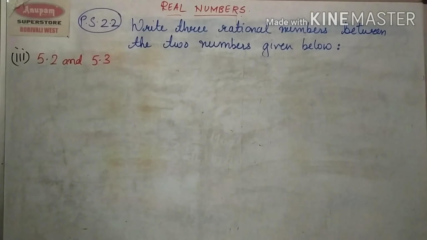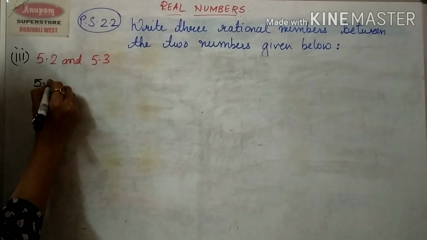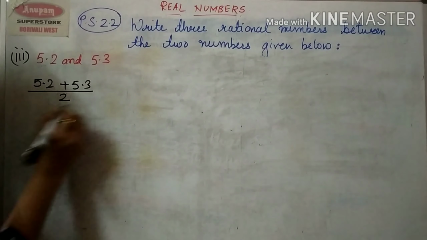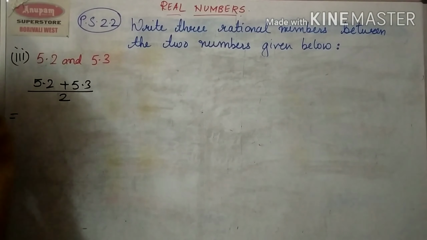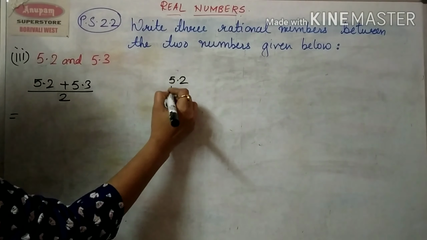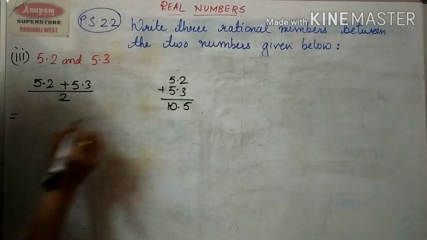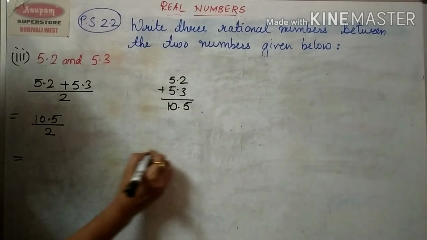Now let us have a look at the next example. To find any 2 rational numbers between 5.2 and 5.3, I have to add both of them. So I'll just add both of them, 5.2 plus 5.3, and I have to divide it by 2. That will give me the number which is lying exactly in between 5.2 and 5.3. So if I do this, 5.2 plus 5.3 will give me 10.5. So this becomes 10.5 upon 2.